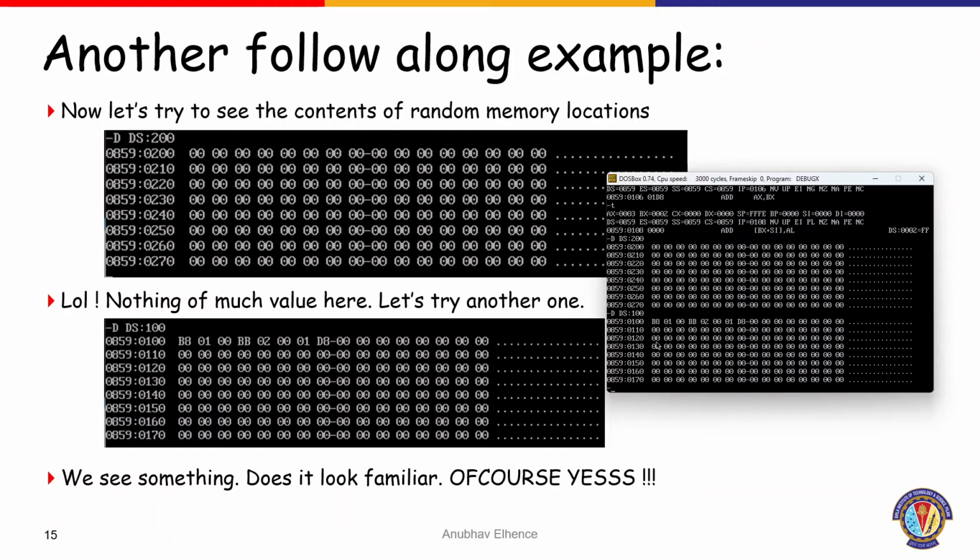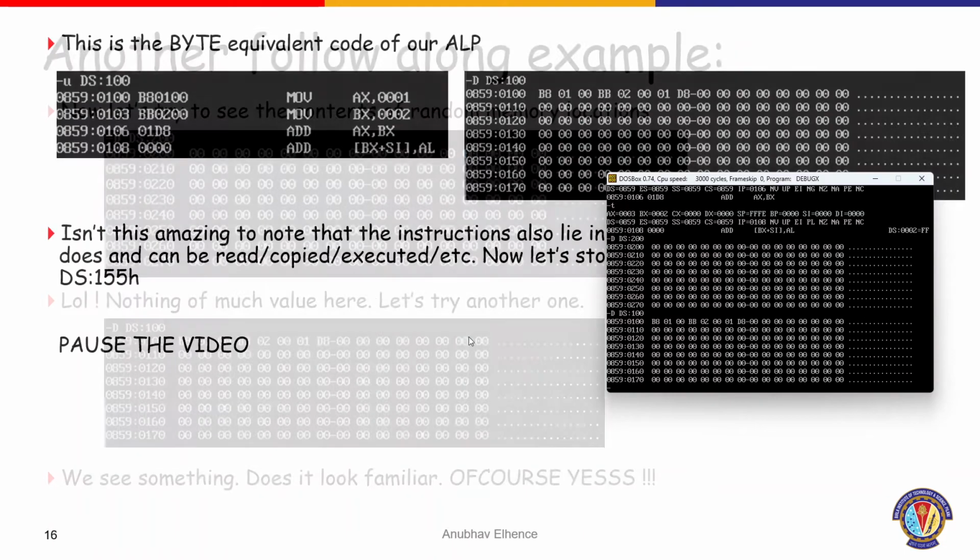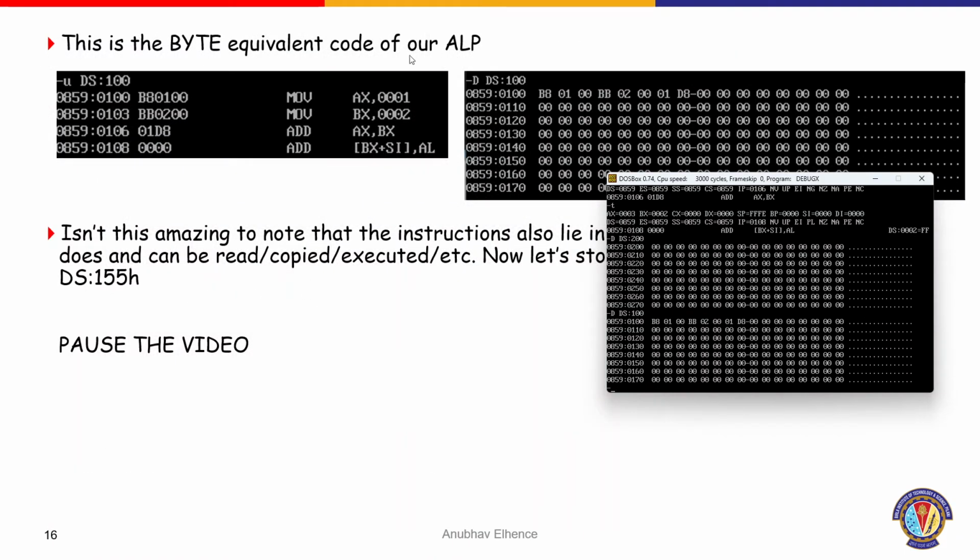Oh, so we see something, right? And does it look familiar? Yes, of course, it looks familiar. And what it is, this is exactly the byte equivalent code of the ALP which we wrote originally. You can compare here what we're seeing: B80100 and BB. It's stored in the little endian format. So things are making sense.